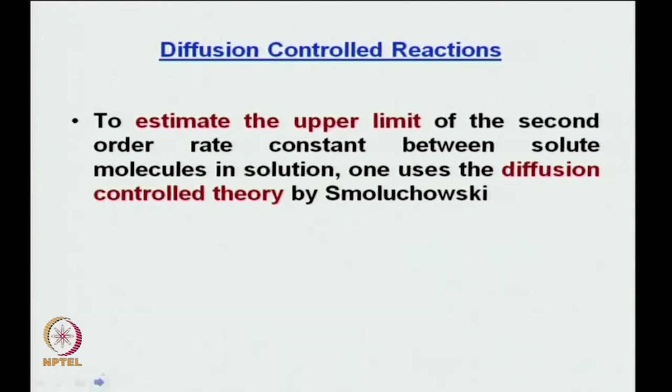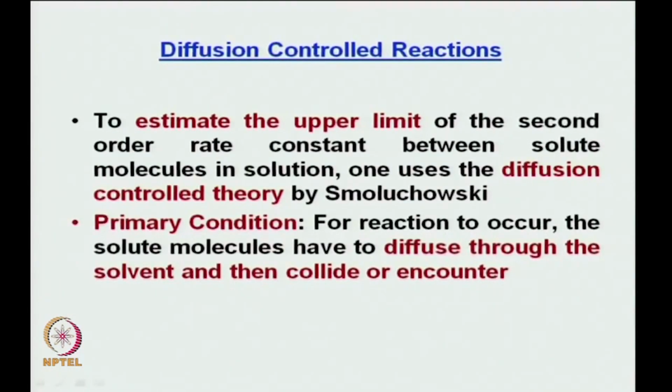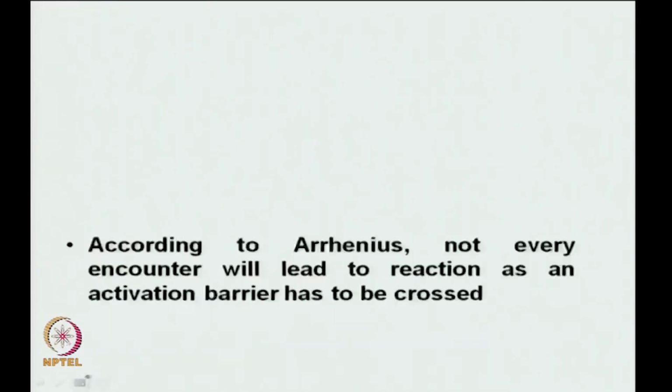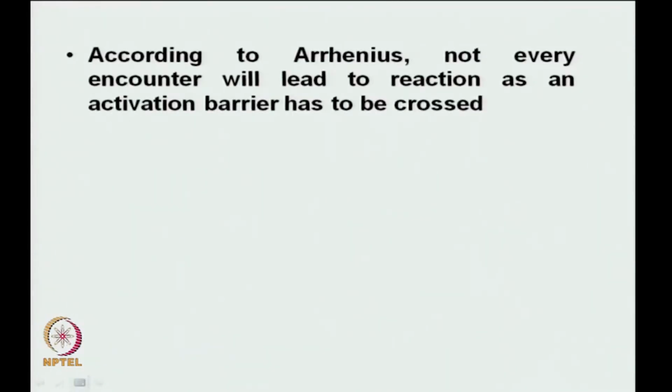The primary condition is that for any reaction to occur, the solute molecules will have to diffuse through the solvent and then collide or encounter, because if they do not collide or encounter, obviously no reaction is going to happen, and we are talking about a bimolecular reaction. Again, according to Arrhenius theory, not every encounter will lead to a successful collision, I mean a successful reaction.